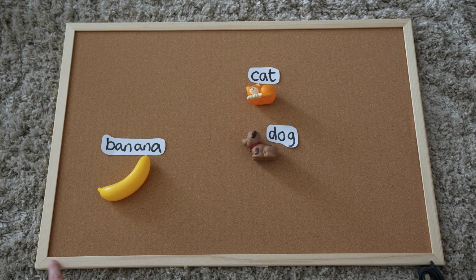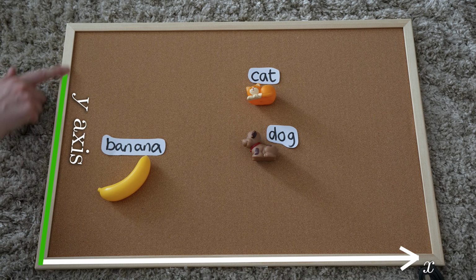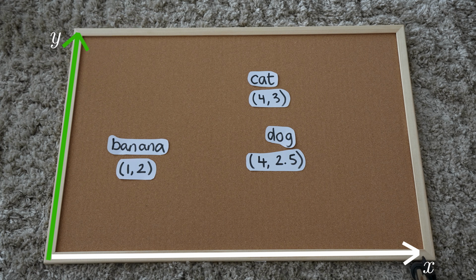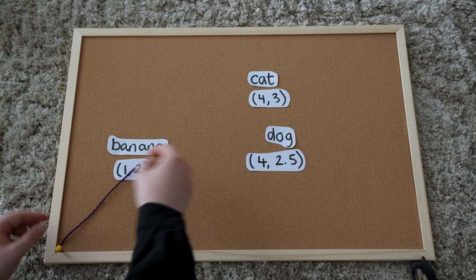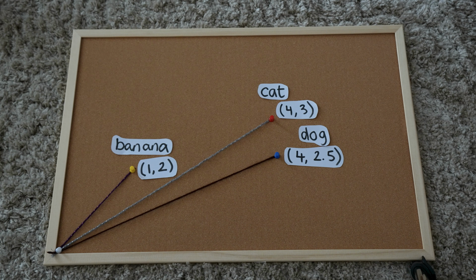So the horizontal edge of our corkboard here would be denoted by the x-axis, and the vertical edge is the y-axis. Then these words that we have here, or objects, are just numerical values. So here, cat is represented by the point (4, 3), because it's 4 places across in the x-axis and 3 places up in the y-axis. This right here is known as a vector. A vector is similar to an arrow from the origin to a point.